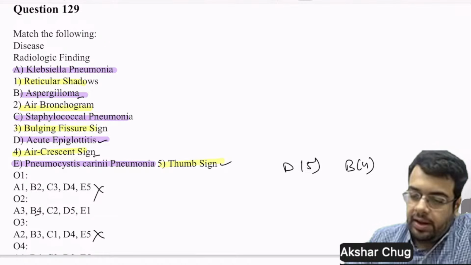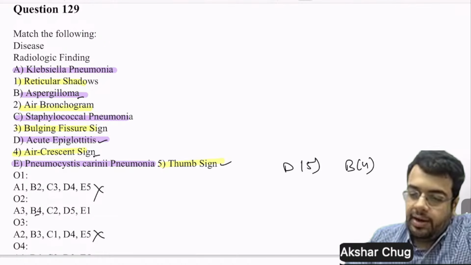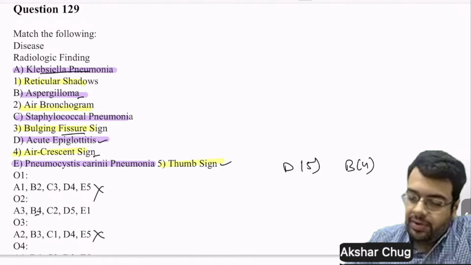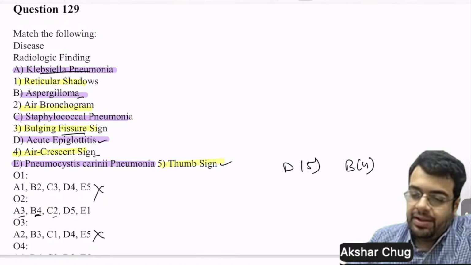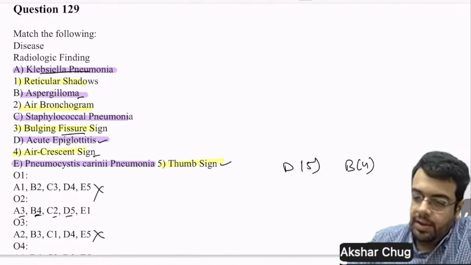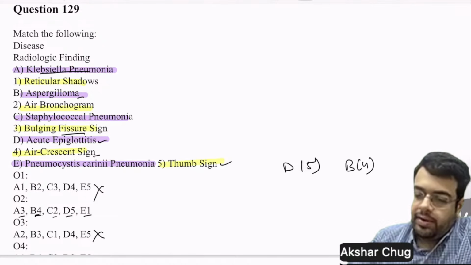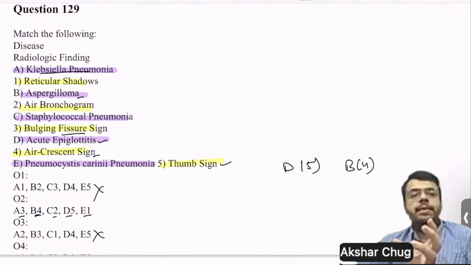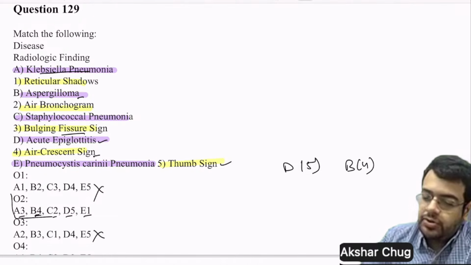Then in case of Klebsiella pneumoniae, we see a bulging fissure sign. So again, A is matching with 3. B is 4. Staphylococcal pneumonia, we classically see an air bronchogram sign due to consolidation. And E is 1. Pneumocystis, we see a reticular shadow, which shows atypical pneumonia. So the correct option here is option 2.